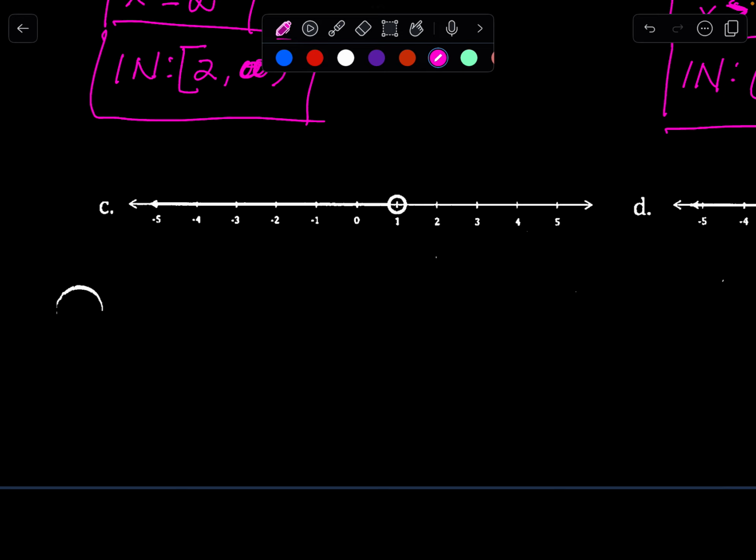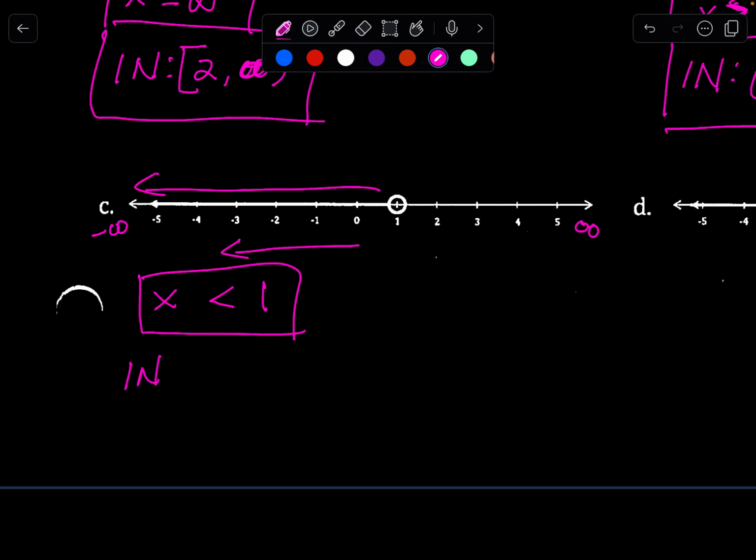The arrow is going towards the left, or the inequality is going towards the left. We're going to say x is less than, in this case, 1. That's our first answer. Our interval notation, we have a negative infinity on this end and a positive infinity on this end, but the arrow is going towards this negative infinity. So we're going to put a parenthesis there, open circle, parenthesis. Okay, bring them down, parenthesis, negative infinity, comma, 1, parenthesis.